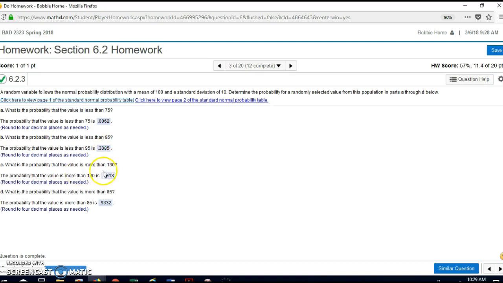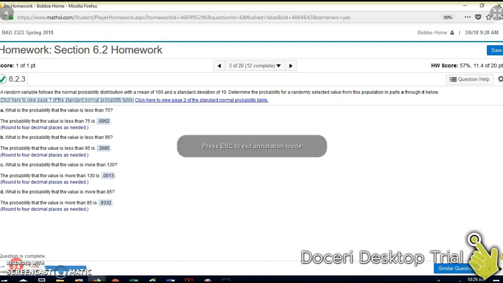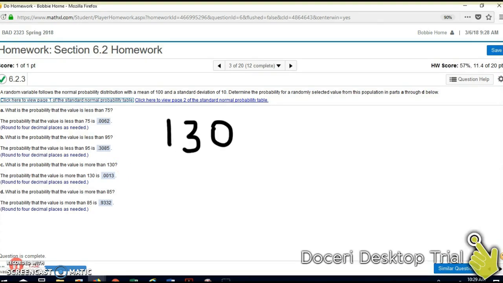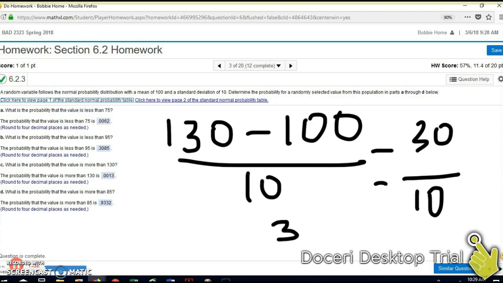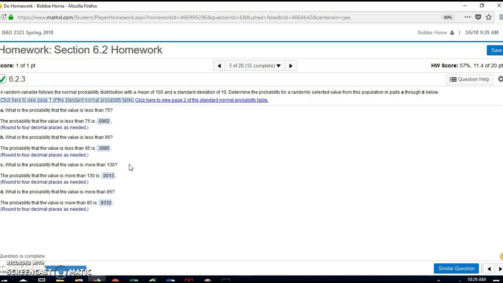Let's go on down to more than, okay? What is the probability that the value is more than 130? We need to get our z-score, which is 130 minus the mean divided by the standard deviation, and that would be 30 over 10, which would be 3.